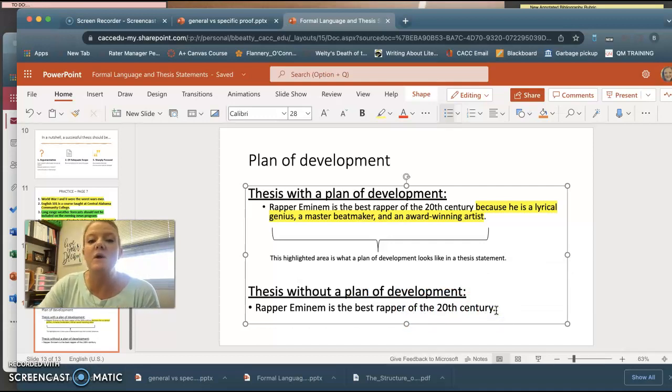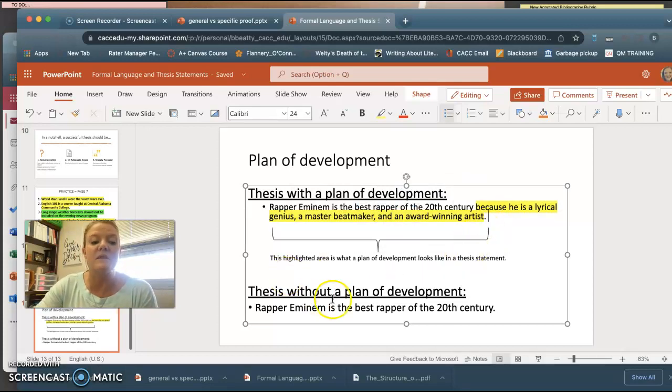A plan of development are the 3 points that your body paragraphs are going to make. So here we have, with a plan of development, he is a lyrical genius, that would be body paragraph 1. He's a master beat maker, body paragraph 2. And he's an award-winning artist. That would be what I talk about in body paragraph 3.